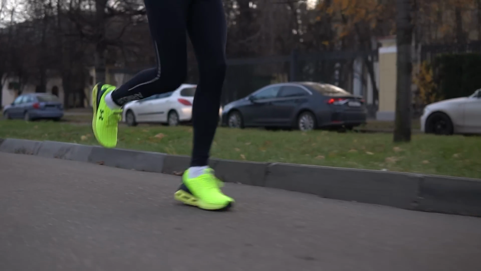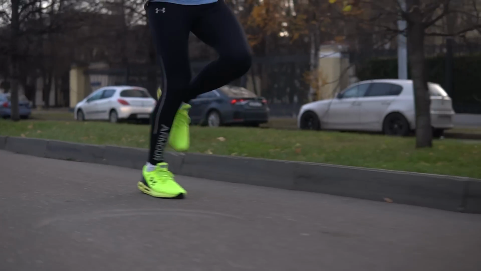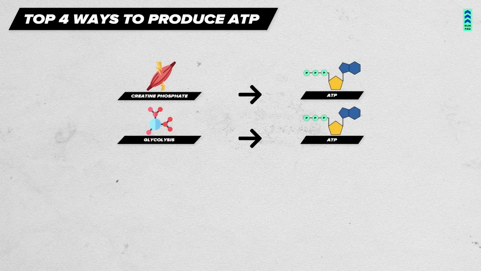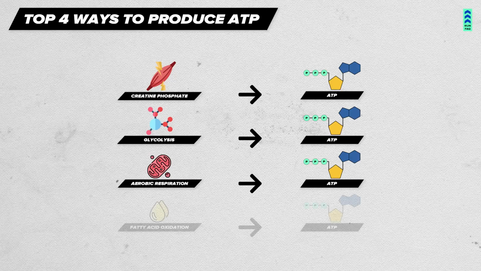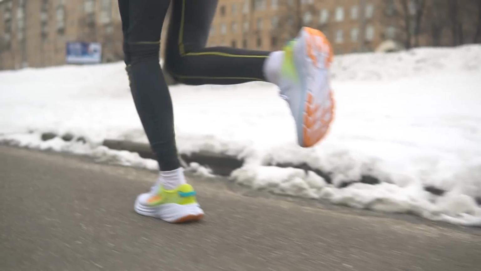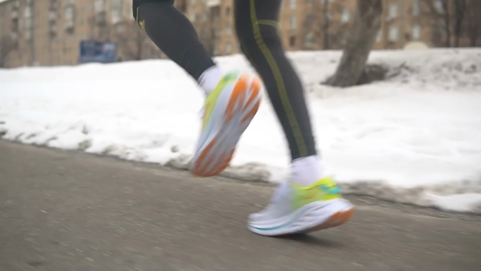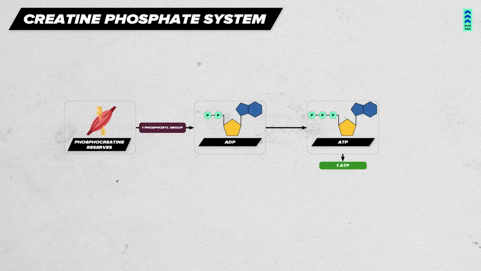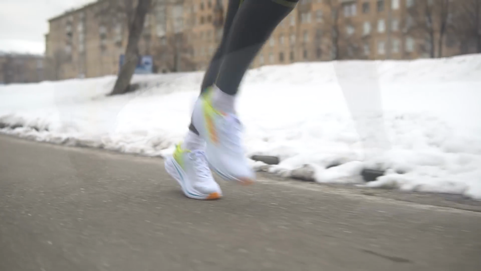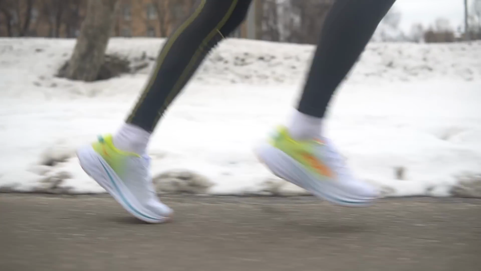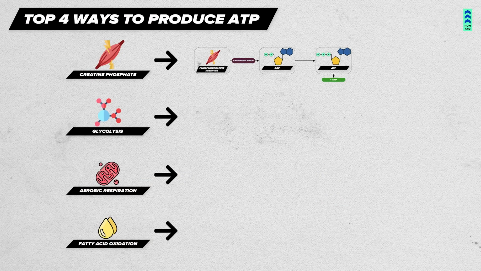The body has over 20 different ways to create ATP, but the 4 main pathways are Creatine Phosphate System, Glycolysis, Aerobic Respiration, Fatty Acid Oxidation. Each of these processes involves numerous steps, but we would focus only on the basics. Simplest one is the creatine phosphate. Phosphocreatine donates a phosphate to ADP, producing 1 ATP. It happens instantly, making it the fastest source of energy, but the downside is that the body only has a small amount of phosphocreatine, so it depletes within 15 seconds.